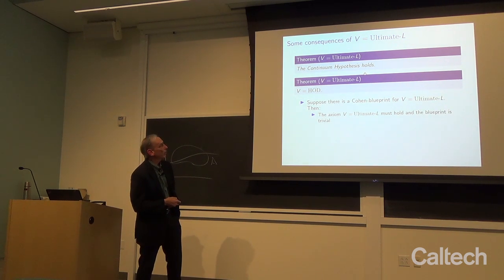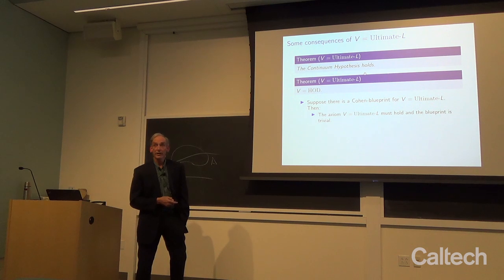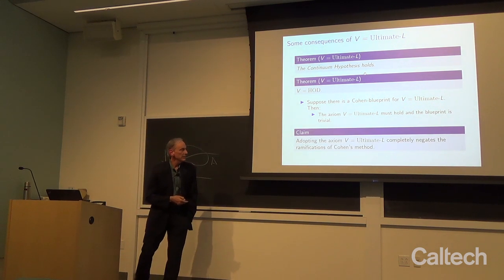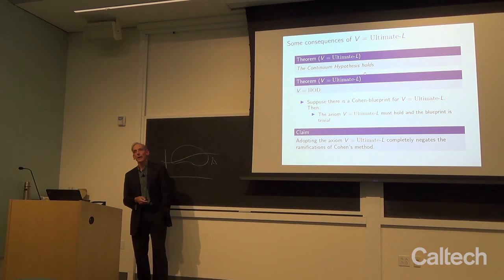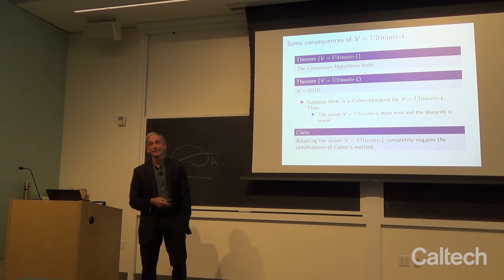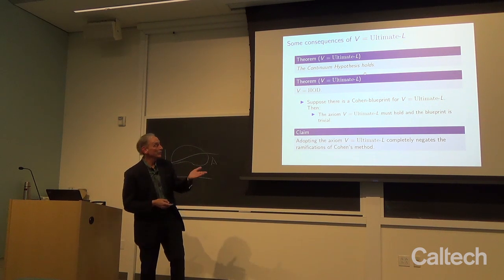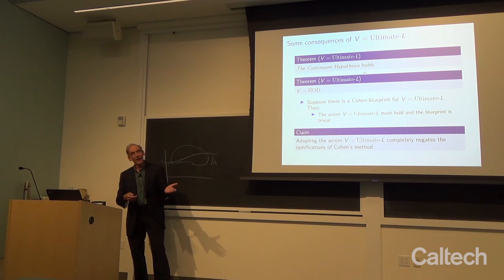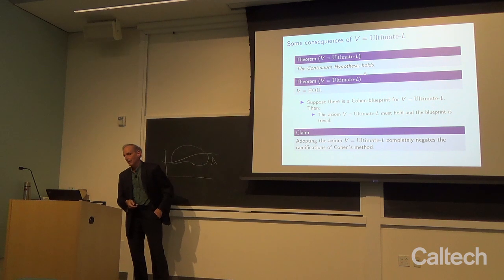So suppose there's a Cohen blueprint for V is ultimate L. Then the axiom V is ultimate L must hold in the blueprint, so it is trivial, just like L. Adopting the axiom V is ultimate L completely negates the ramifications of Cohen's method, just like V equals L does. But we have an issue. And the issue is we rejected V equals L because there was a large cardinal that denied it. So we have that same problem. Okay, so we need to look at that.